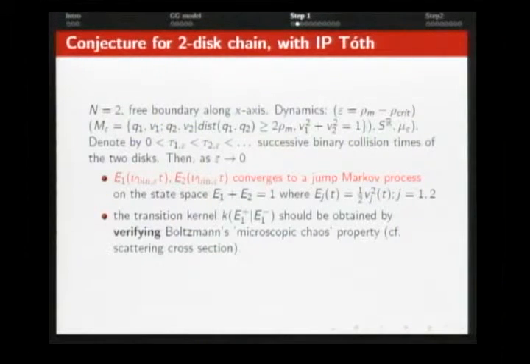Actually, this is a conjecture: if you take E1 and E2, these are the two neighboring cells, and these are the energies of the first one and second one. On this time scale, it converges to a jump Markov process on the state space E1 plus E2 equals 1, because this interaction, of course, conserves the energy. So E1 plus E2 can be assumed to be constant 1.